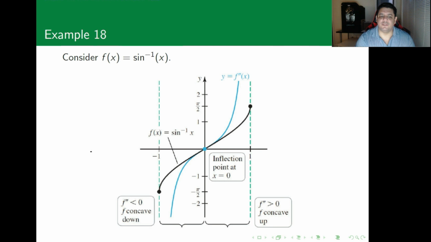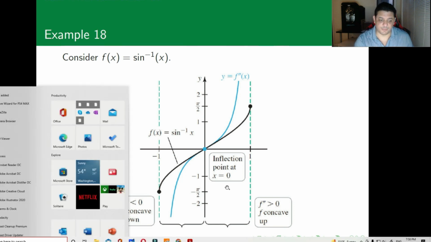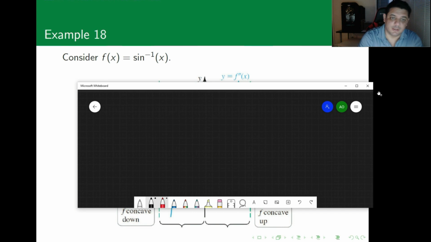Now you can also check that with functions like sine to the minus 1 of x. If you take the derivative of sine to the minus 1 of x, there you're going to see that you can have an inflection point. So let's take a look at that on the board. If f of x is sine to the minus 1 of x, then f prime of x is 1 over the square root of 1 minus x squared. And this is the first derivative.